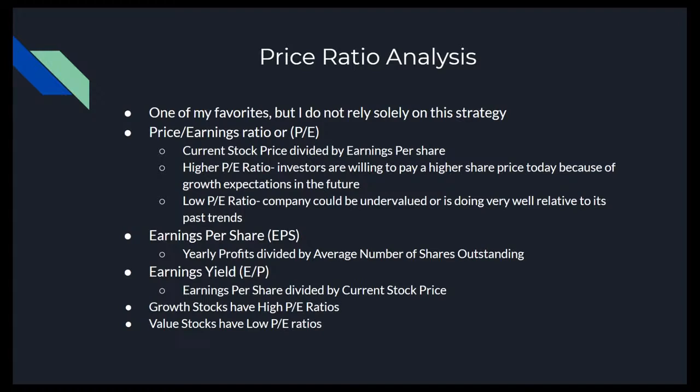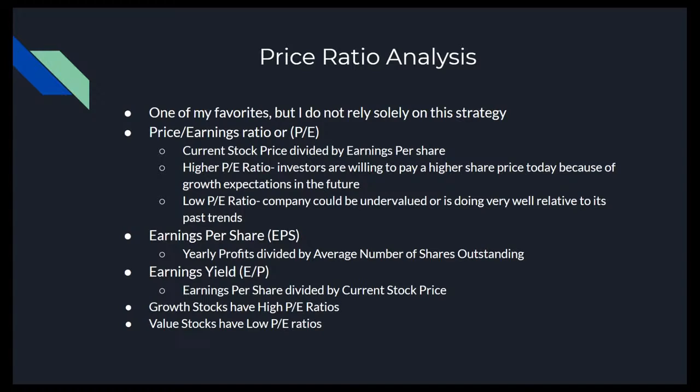Price ratio analysis. It's one of my favorites, but I do not rely solely on the strategy. The price per earnings ratio, or PE, is basically the current stock price divided by earnings per share. The higher the PE ratio, the more investors are willing to pay a higher share price today because of growth expectations in the future. A low PE ratio means the company could be undervalued or is doing very well relative to its past trends.